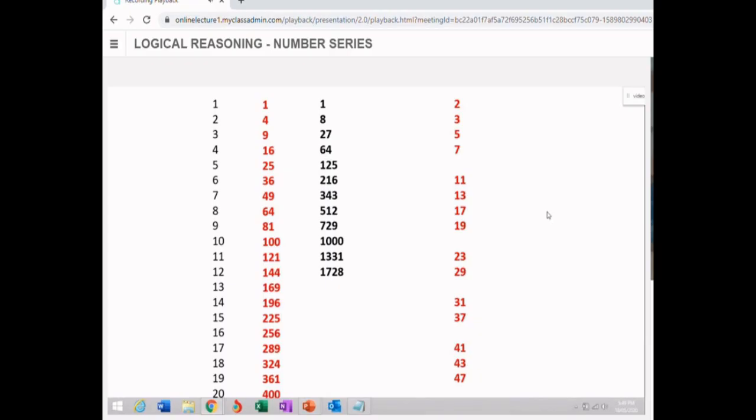49 is not a prime number. 7 sevens are 49, so 49 is not a prime number. Altogether, if you count, first 4, next 4, 2, 2, and 3. Total 15 prime numbers. Further, you'll have to remember the remaining also.